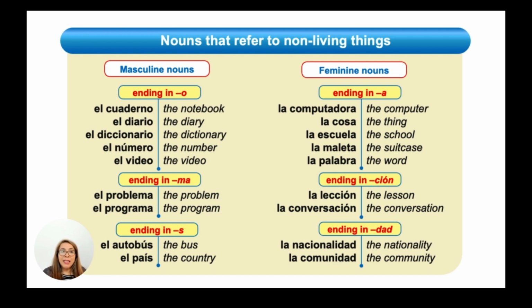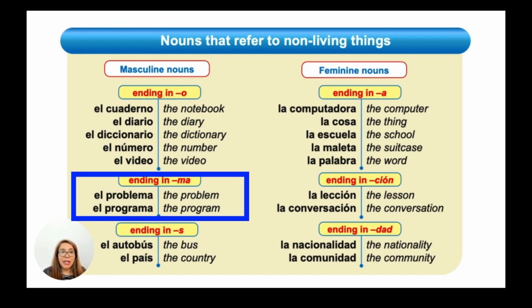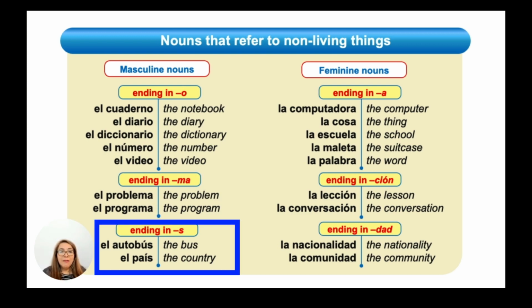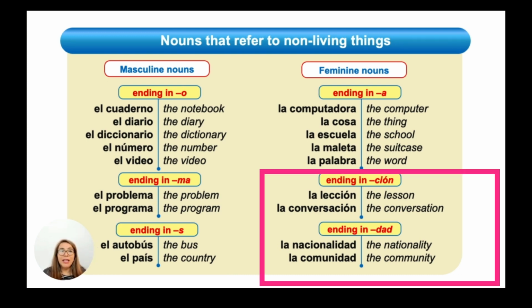Some words that end in ma are masculine, like el problema, el programa. If it ends in an S, in the letter S, la letra S, generally masculine. Por ejemplo, el autobús, el país. On the other side, if it ends in sión, dad, or tud, feminine. La lección, la conversación, la nacionalidad, la comunidad, la actitud.